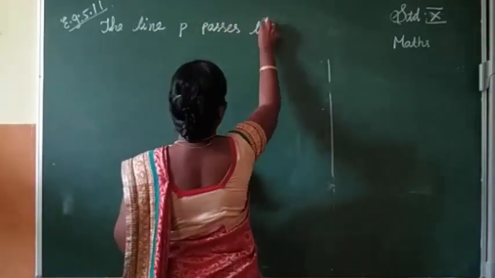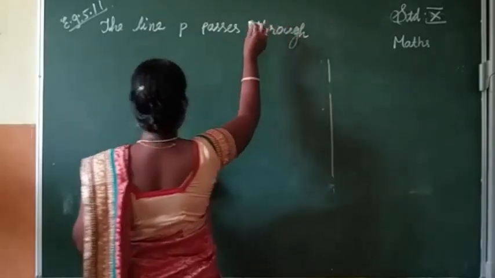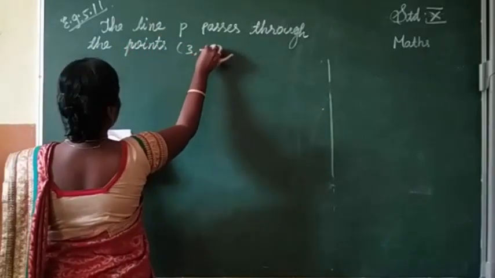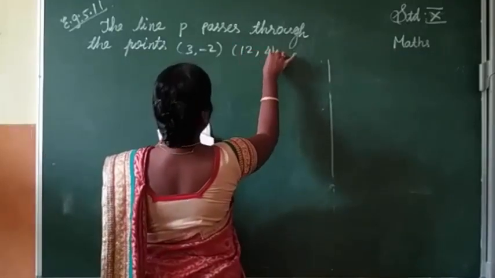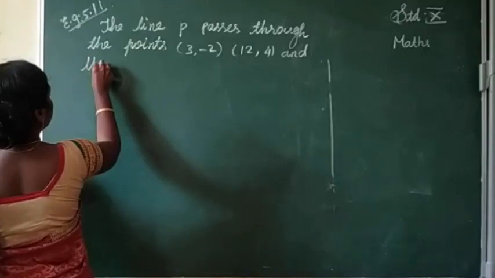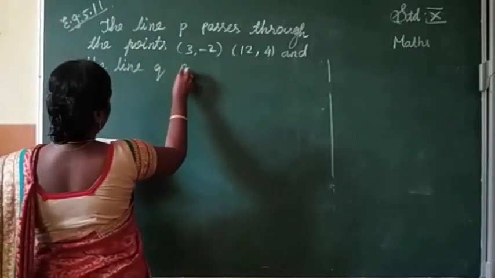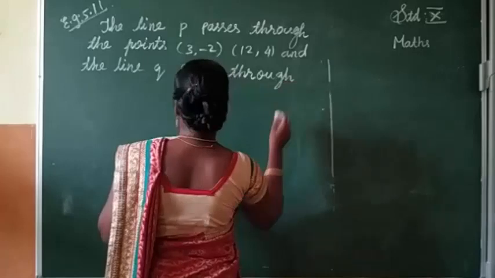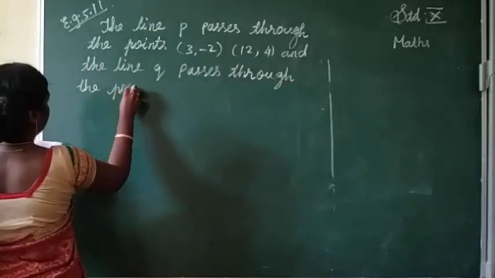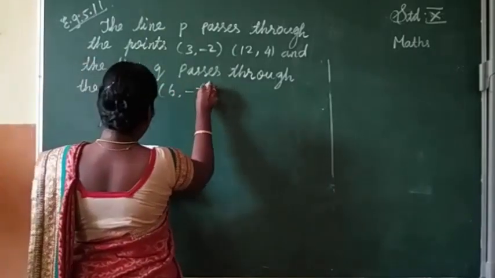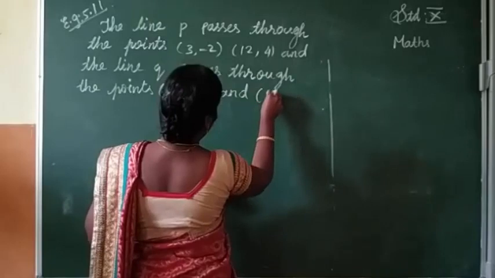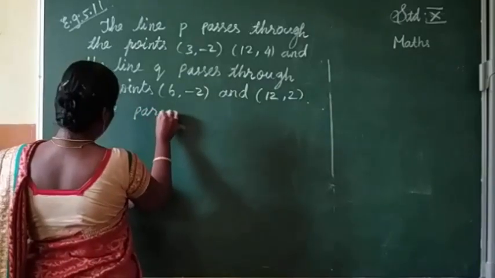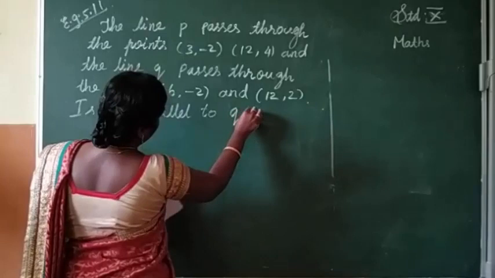The line P passes through the points (3, minus 2) and (12, 4), and the line Q passes through the points (6, minus 2) and (12, 2). Is P parallel to Q?